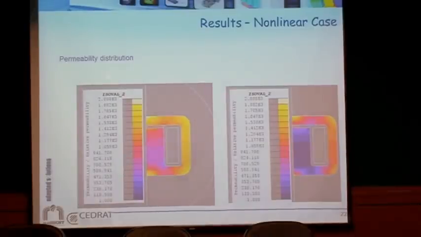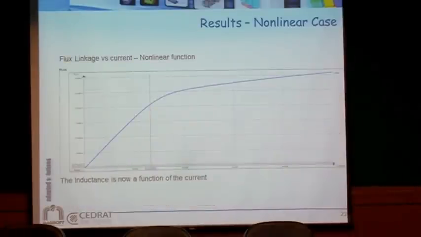This is at 10 amps. Now this is 20 amps. And look at this part. This is definitely completely saturated in the middle. Okay? So I do have saturation. Now I can actually see how the inductance is going to vary with the saturation.